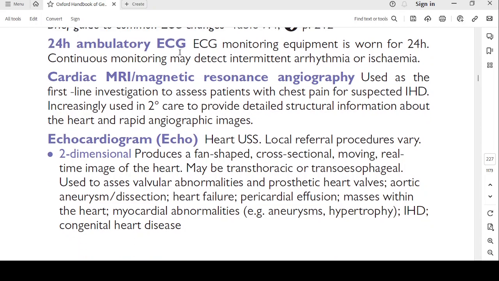24-hour ambulatory ECG. ECG monitoring equipment is worn for 24 hours. Continuous monitoring may detect intermittent arrhythmias or ischemias.